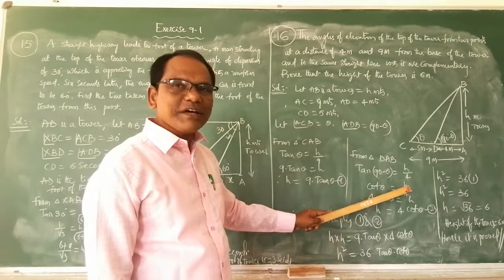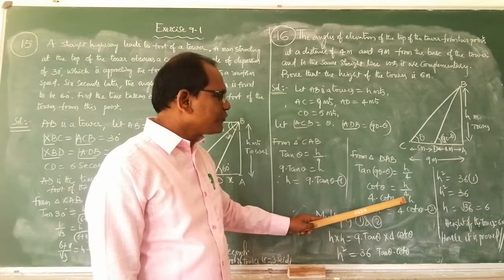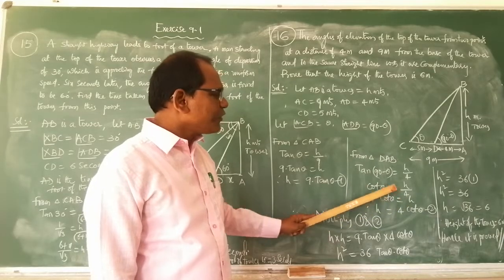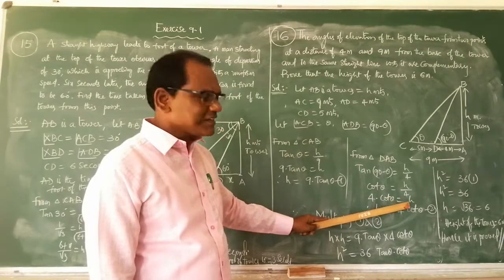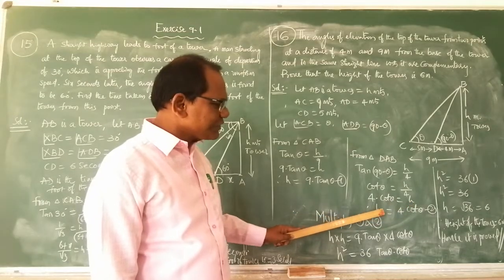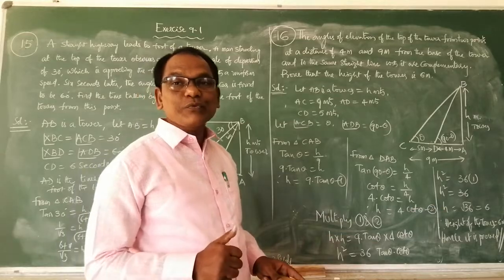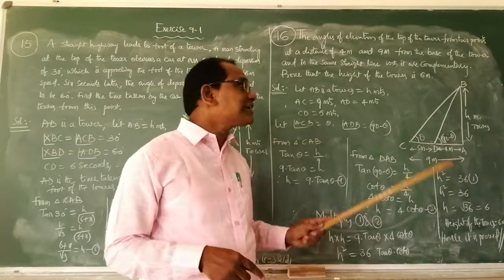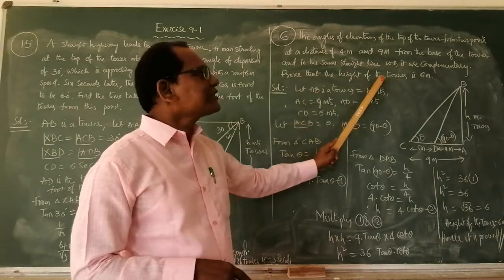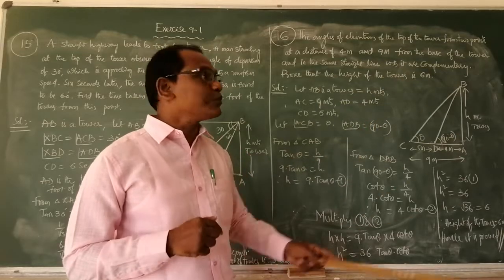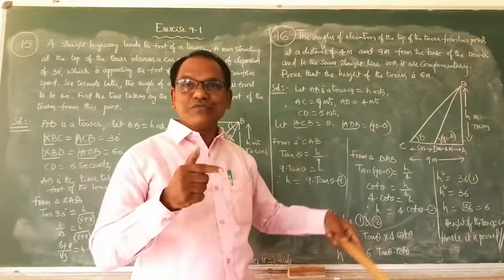Cot theta equals h by 4. Therefore, 4 into cot theta equals h. Therefore h equals 4 cot theta, second equation. What we have to prove is that the height of the tower is 6 meters. That means h equals 6, we have to prove now.